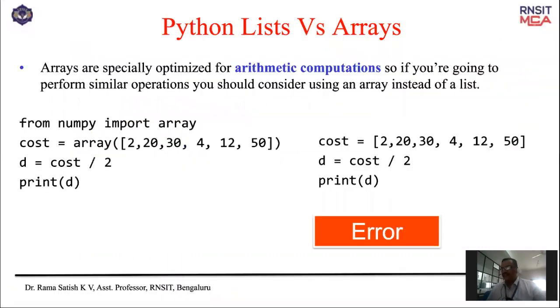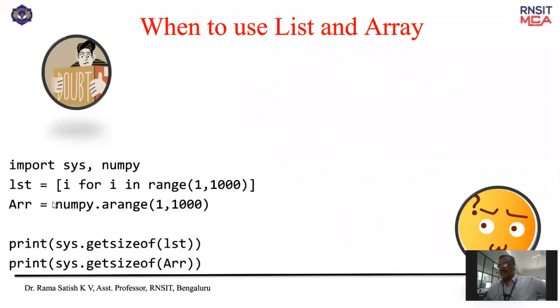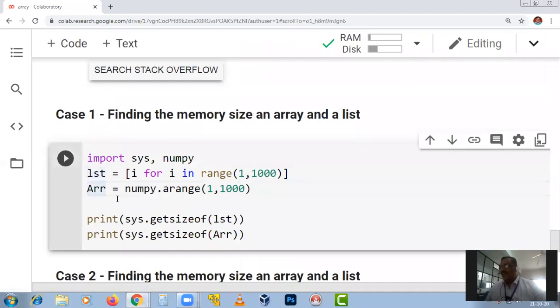And last but not least, when to use what. Now confusion starts. When to use a list and when to use an array, sir? Look here, first example. I have created a list and I have created an array, maybe 1,000 elements. Look at the size, as in C, it will tell how many bytes the entire array or entire list occupies, the total size.